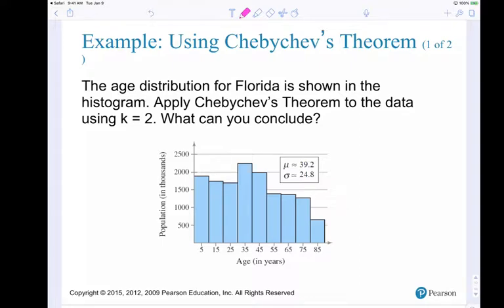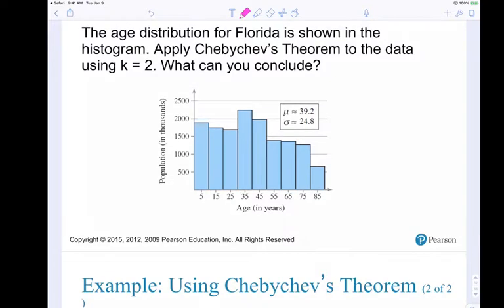Okay, we're almost there. So the age distribution for Florida is shown. Apply the theorem to the data. What can we conclude? So we have our average and we have the standard deviation. Let's see if we can do it quickly. I need a little bit of space. The mu is 39.2, right? Standard deviation is 24.8.